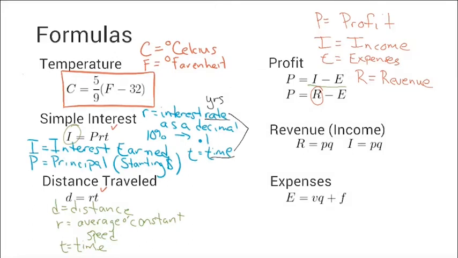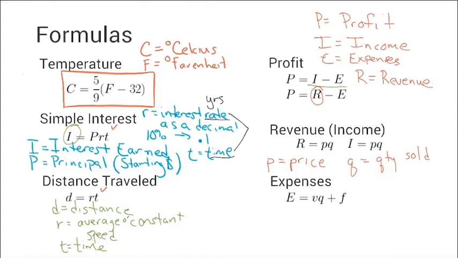If you want to be able to calculate your revenue, your revenue is equal to P, which is the price of each item, times Q, which is equal to the quantity sold. Same thing here. Income would equal price times quantity.